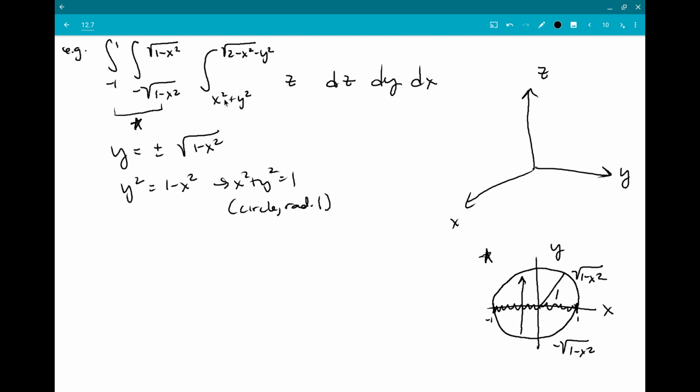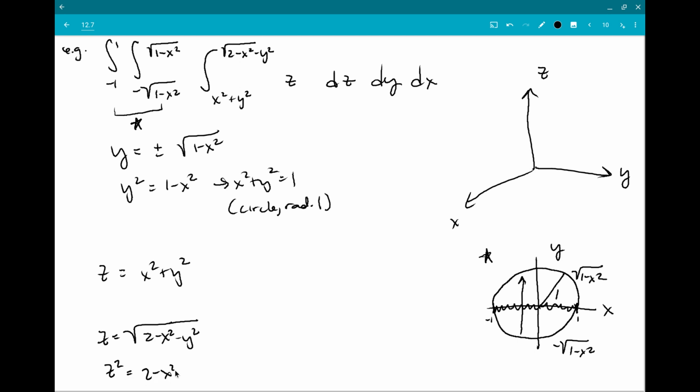And then the second one is a little bit harder for me. So my lower bound is z equals x squared plus y squared. And my upper bound is z equals root 2 minus x squared minus y squared. Maybe we wouldn't have looked at this type of thing so much in the past, but if we use the exact same process as with y, we see that this means z squared equals 2 minus x squared minus y squared. So this is x squared plus y squared plus z squared equals 2. This is a sphere with radius square root 2.